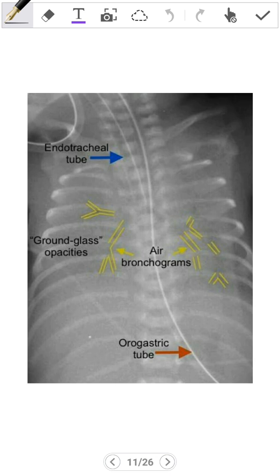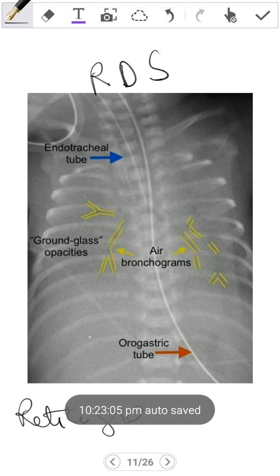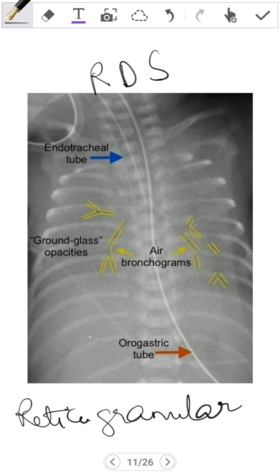So now this is an X-ray showing you that if you do an X-ray later on, after you have resuscitated the patient, this is what an X-ray of respiratory distress is going to look like. You can see the ground glass opacities, which are also known as reticulogranular opacities, and these are called air bronchograms. You have this area of black and all the surrounding area of white. So this is called air bronchograms. Do Google all this stuff and you'll get a very clear picture about this, and you'll be able to type very easily.